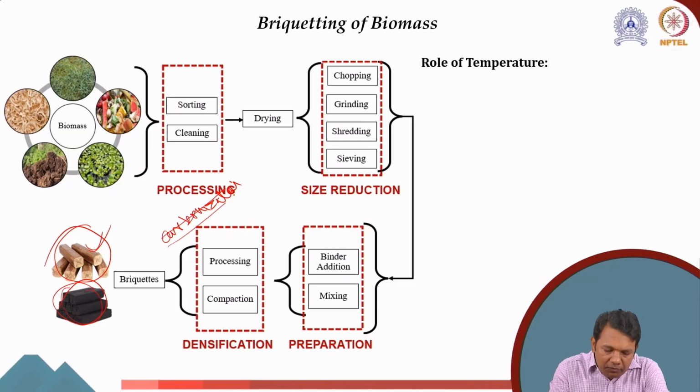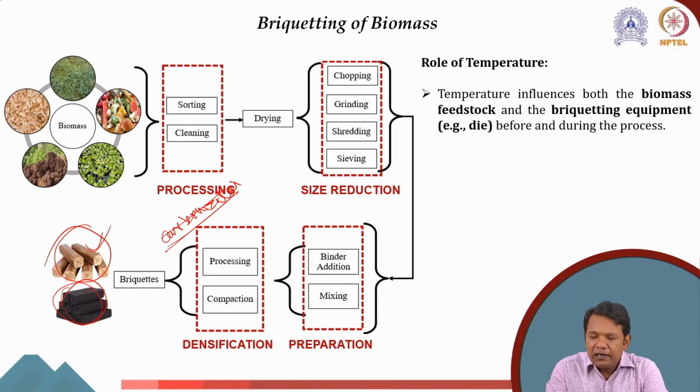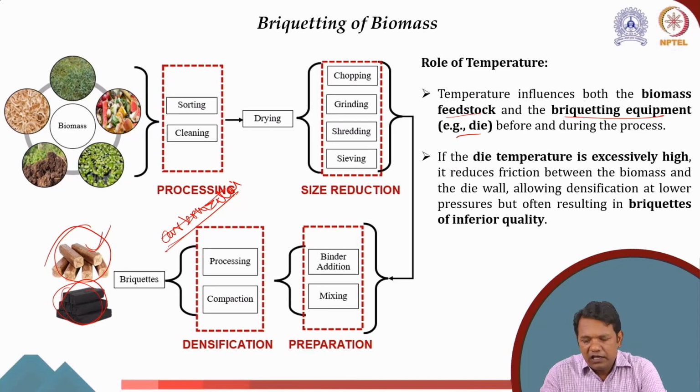Now, what does the carbonization furnace do? What we are doing in the carbonization furnace is increasing the temperature. That means eventually the property of my briquette also depends on the temperature. Particularly, the temperature affects both the biomass feedstock as well as the briquetting die before or during the process. If the die temperature is excessively high, it reduces the friction between the biomass and the die wall, and that allows densification at lower pressure.